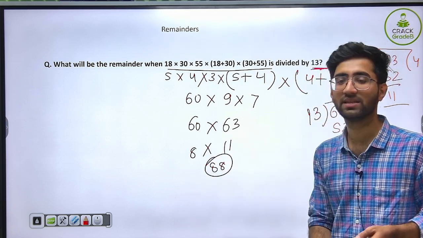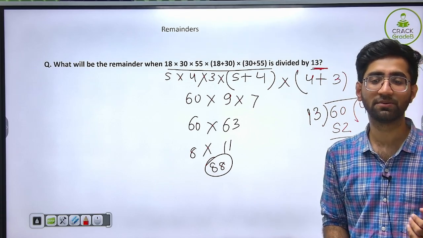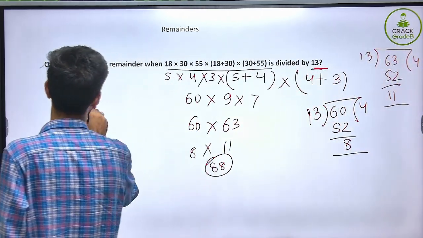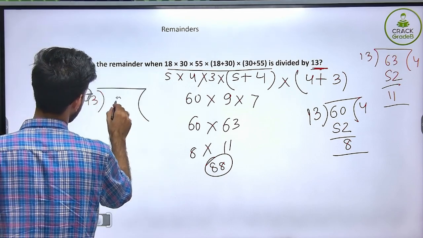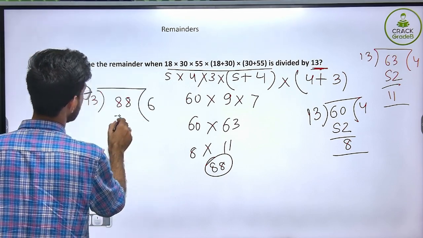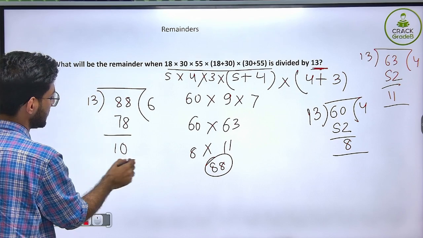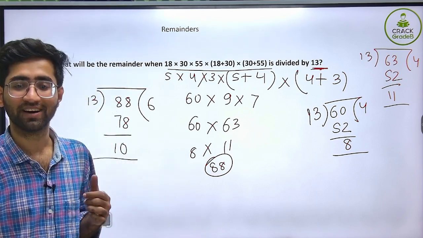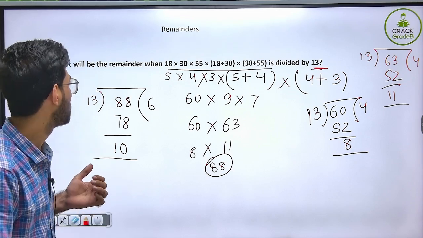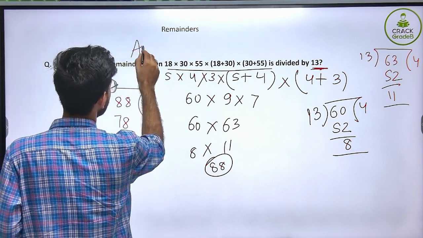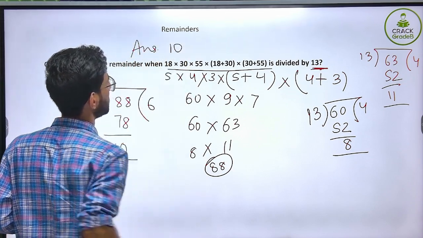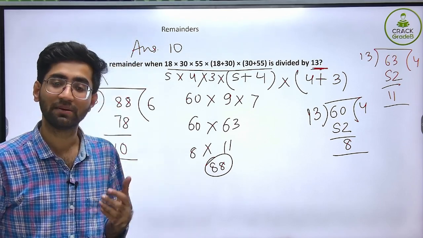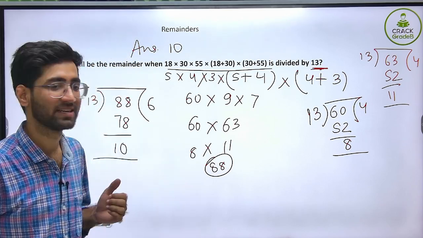So can we find the remainder when 88 is divided by 13? Yeah, we can find the remainder. So 13 into 6 is equal to 78. So what will be the remainder? The remainder will be equal to 10. So what is the answer? The answer is 10. So what will be the remainder when 18 into 30 into 55 plus 18 into 30 plus 30 into 55 is divided by 13? The answer is 10, right?